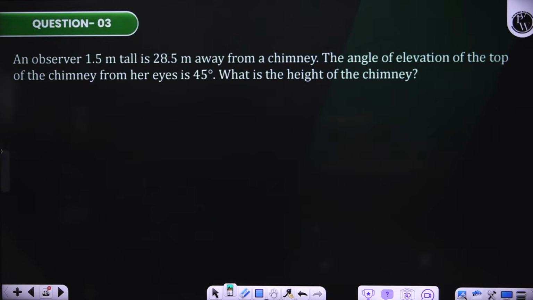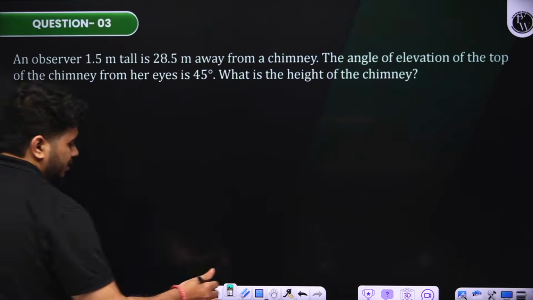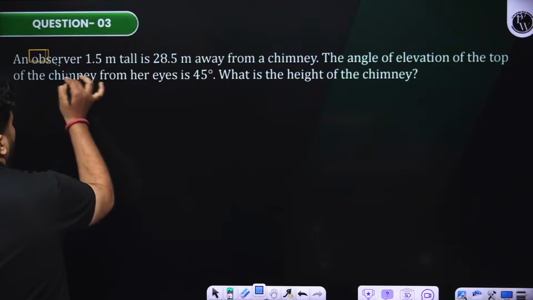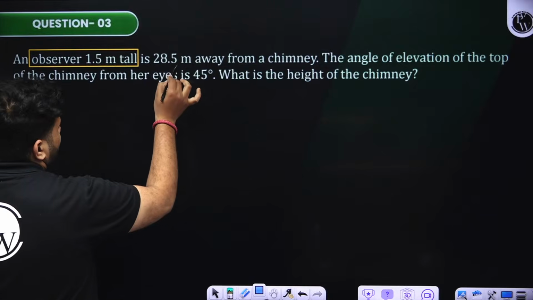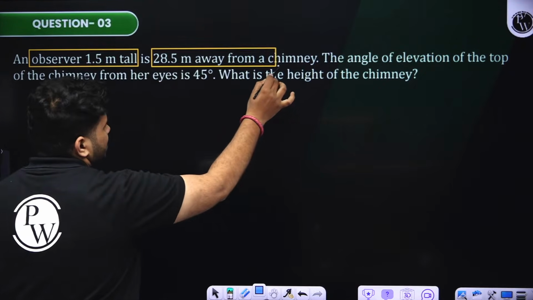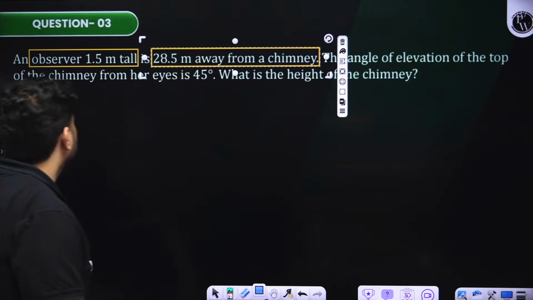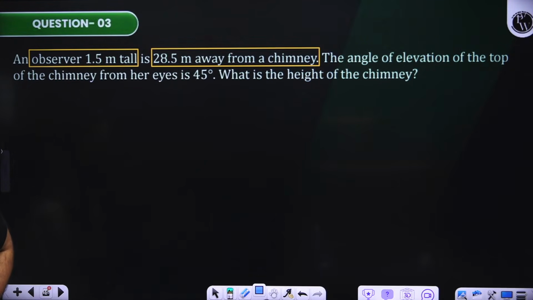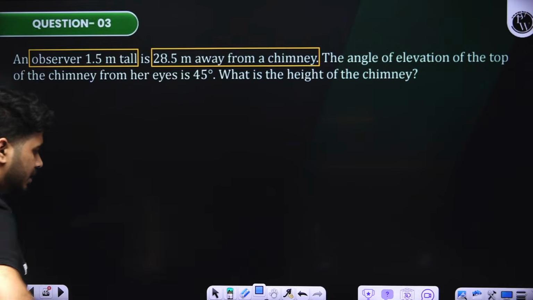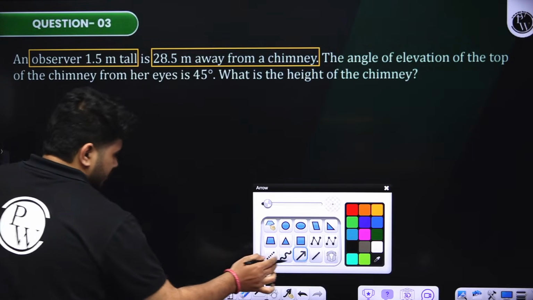Next, the observer is 1.5 meter tall, and is 28.5 meter away from a chimney. The angle of elevation of the top of the chimney from her eyes is 45 degree. What is the height of the chimney? Try to do it. Understand the scenario.